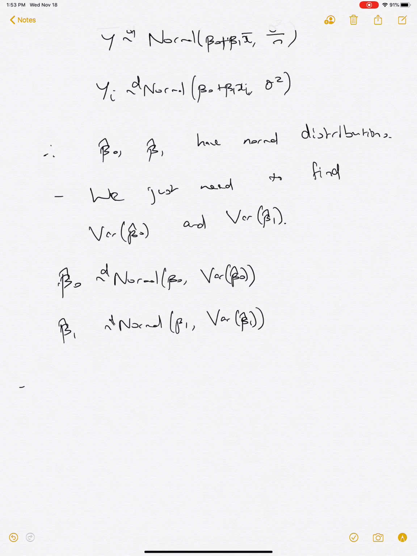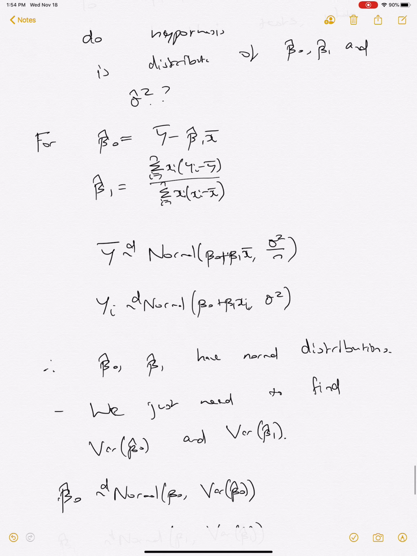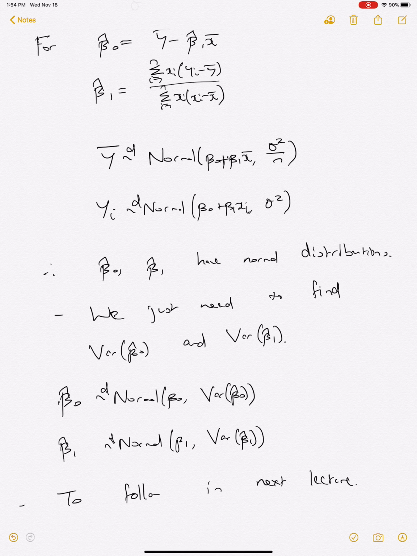In addition to that, we'll also look at the distribution of sigma hat squared, which we can potentially guess is going to be related to the chi-squared distribution.